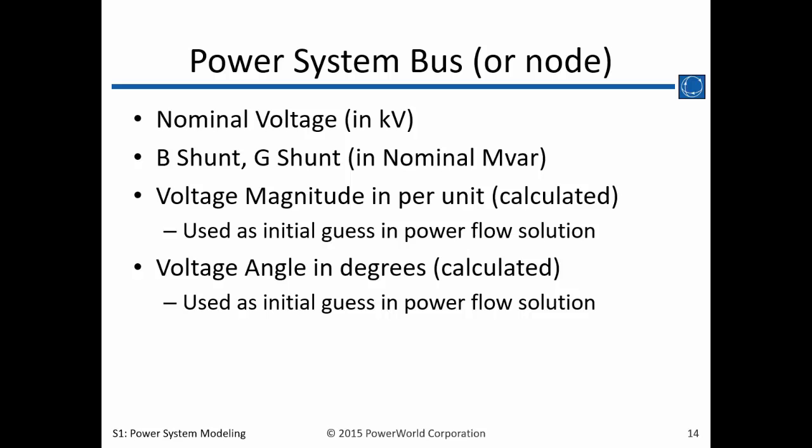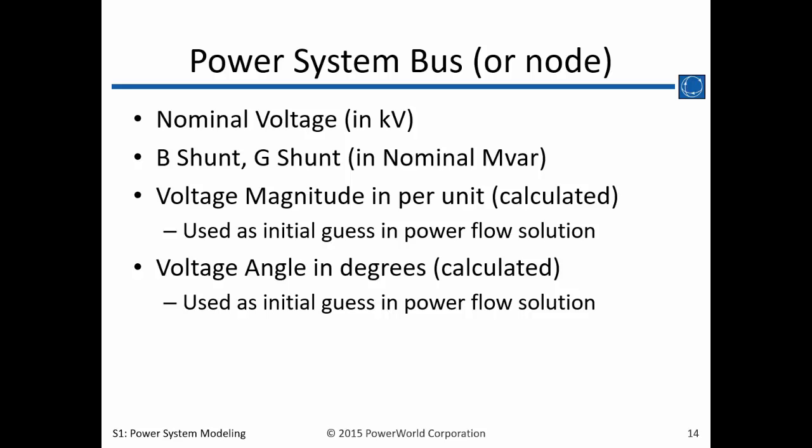So let's talk about some of the building blocks of the model, before we go into how they go into the Y bus. The basic building block is the power system bus or node, depending on how you want to refer to it and what type of model you're using. The power system bus has a nominal voltage, usually provided in kV. There can be B and G shunt values and nominal megavars provided with the bus as well.